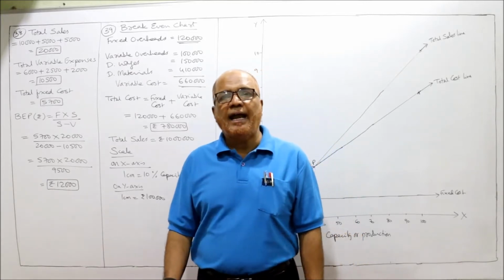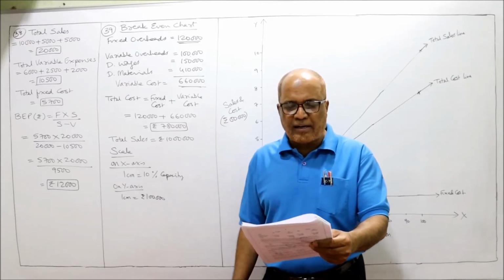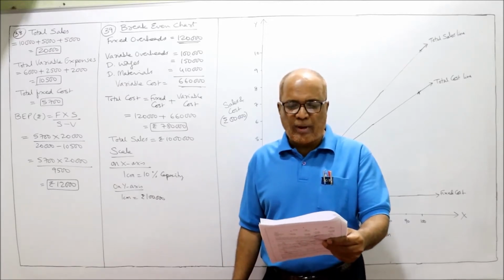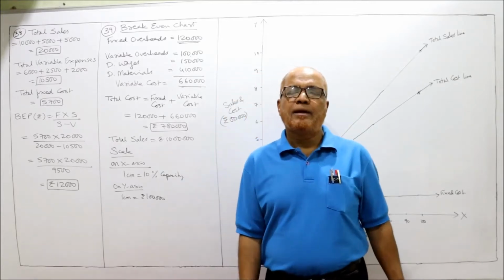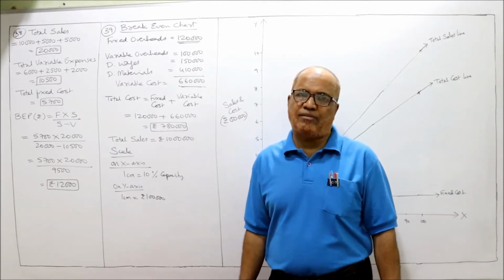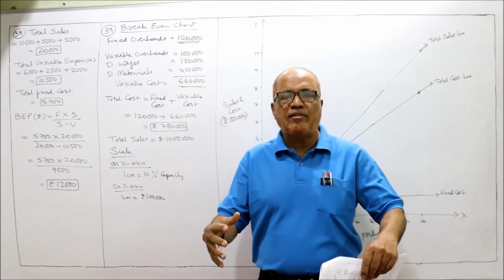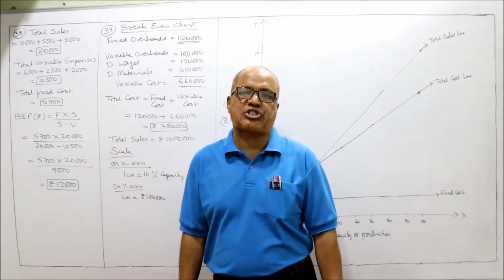Now, the 38th problem I am reading out. From the following particulars pertaining to ABC Limited, which manufactures 3 products, find out the break-even point. The new point in this problem is we are finding out the composite break-even point. Composite break-even point means the BEP of 2 or more than 2 products.